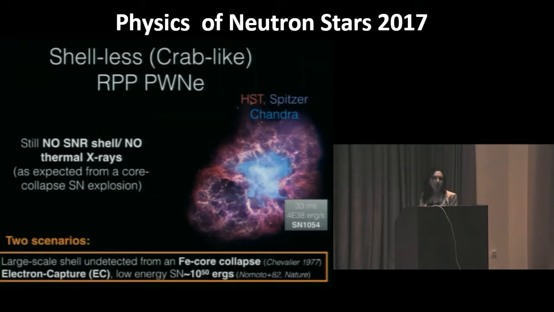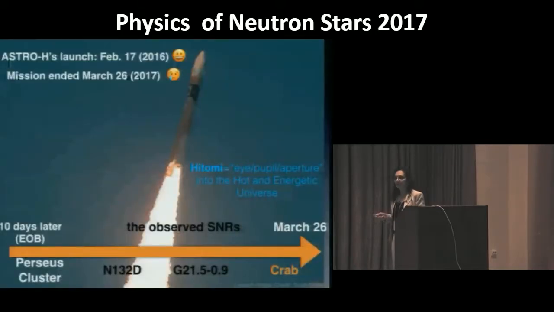So what did we do with Hitomi to address this important question? As you know, Hitomi is a Japanese-led X-ray mission. And this mission had three detectors on it spanning a wide X-ray band. But the most important one was the microcalorimeter, or the soft X-ray spectrometer, which has an unprecedented sensitivity, a spectral resolution of about 5 electron volts, and sensitivity to thermal X-rays.